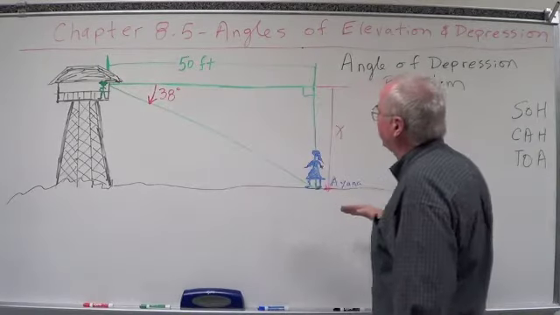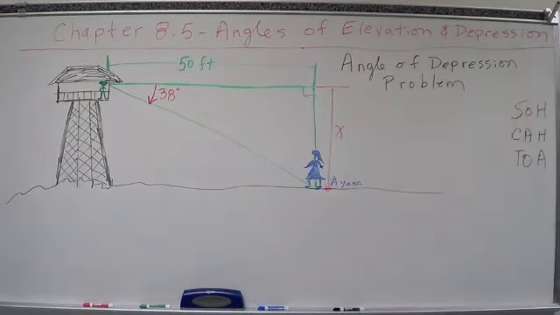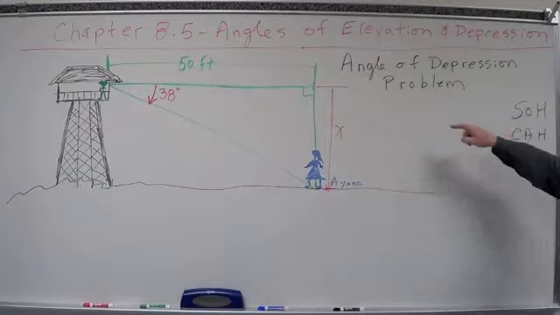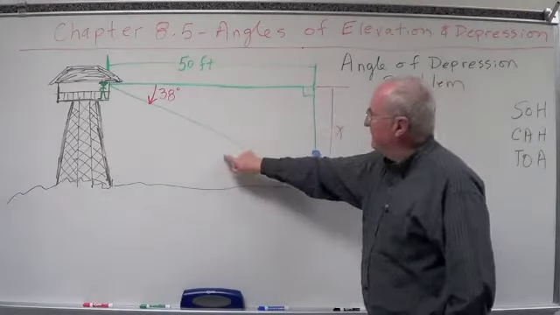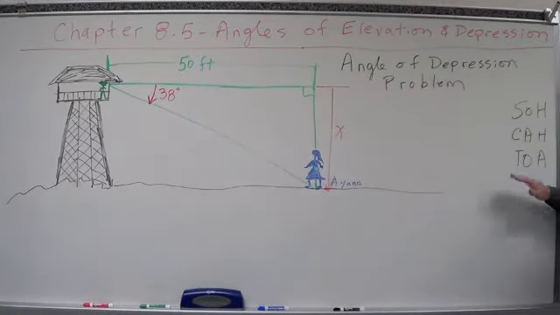Do we have the hypotenuse? No, we don't know what the hypotenuse is. The hypotenuse is across from the 90-degree angle. We have no idea what that hypotenuse is. So we're not looking at the sine or the cosine, are we? We're looking at what? The tangent.